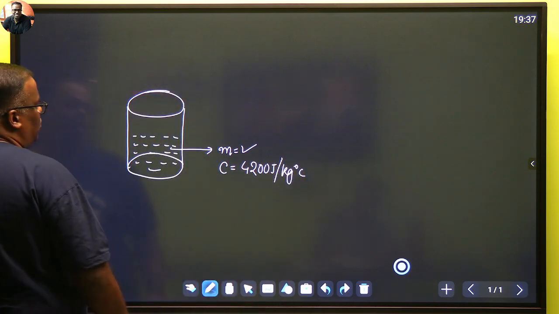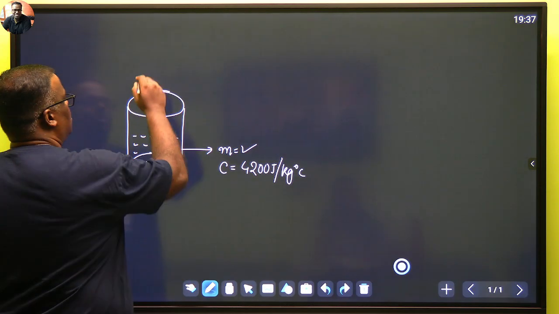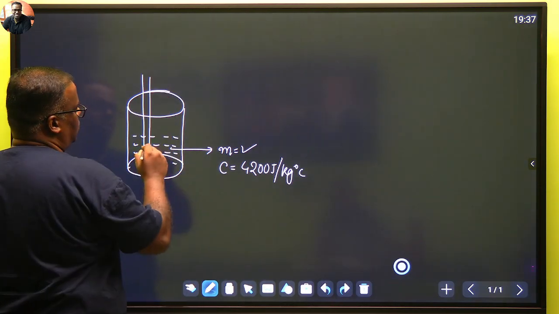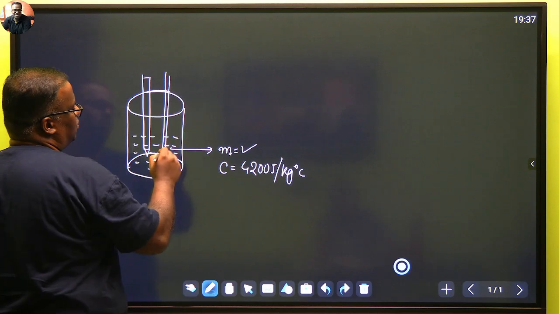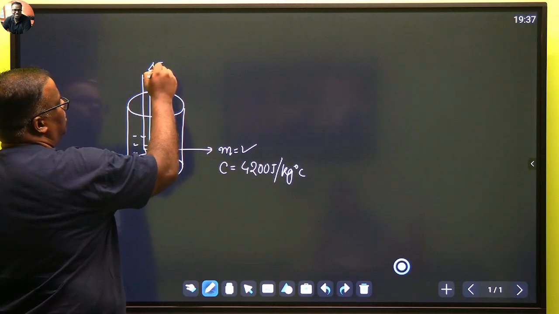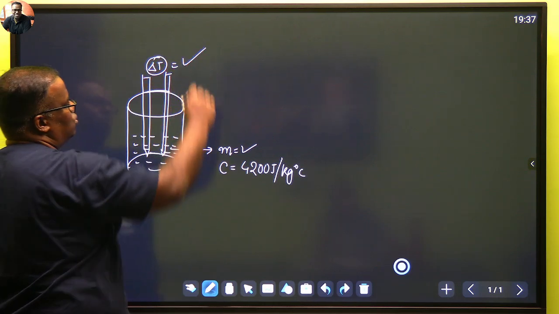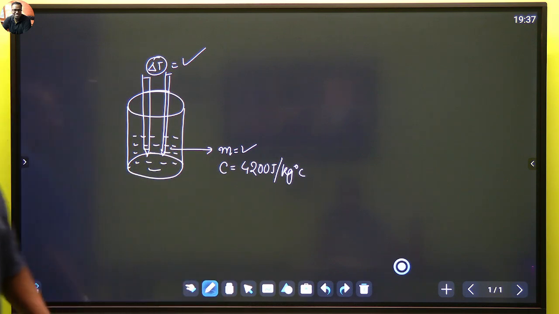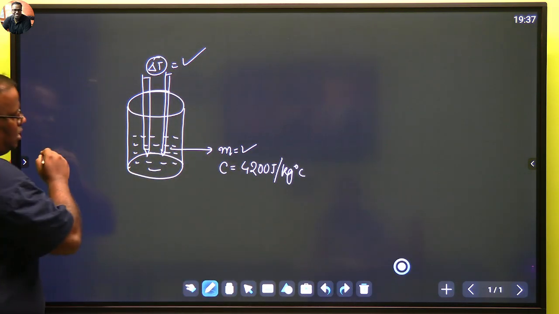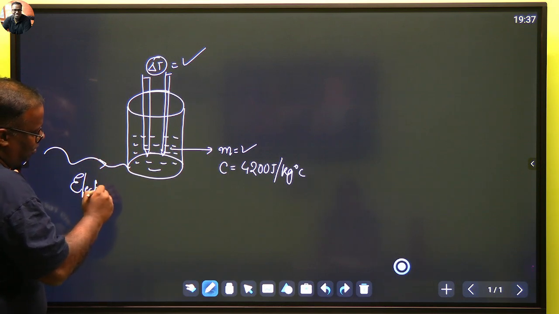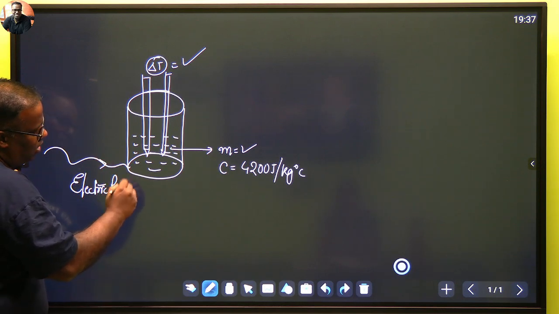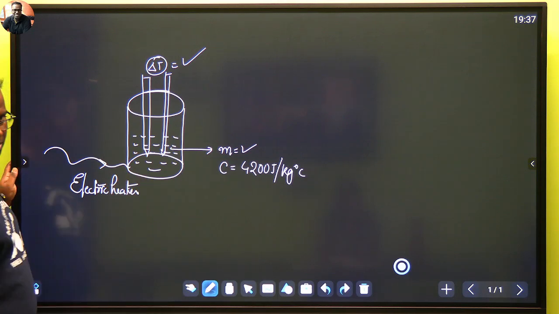We will have thermometers which will check the temperature right before we start to heat, and we'll also check the temperature after we have heated. So basically from this setup, the delta T is also known to us. Have you understood? And how are we heating this? This time we are heating it through an electric heater. This is the catch in the problem. You're heating it through an electric heater, right?